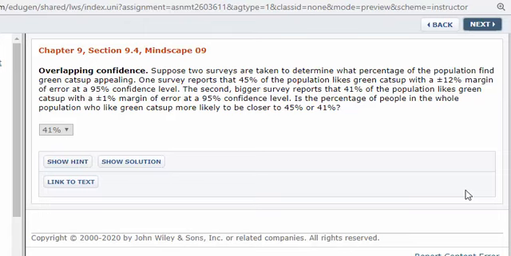Hi class. What I want to do in these videos is talk about these confidence intervals that are covered in section 9.4. So I want to just quickly run through three mindscapes with you for this. Okay, so here's mindscape number 9.